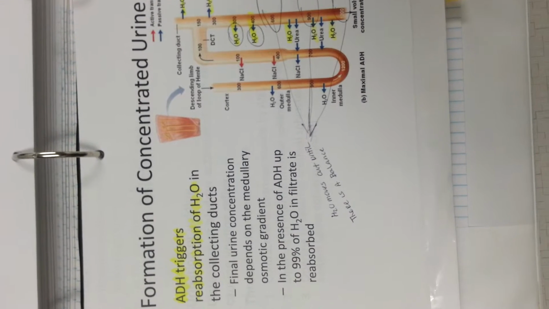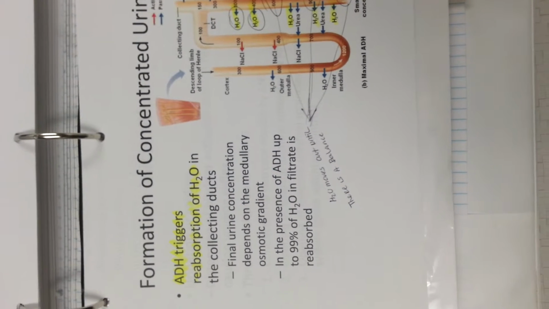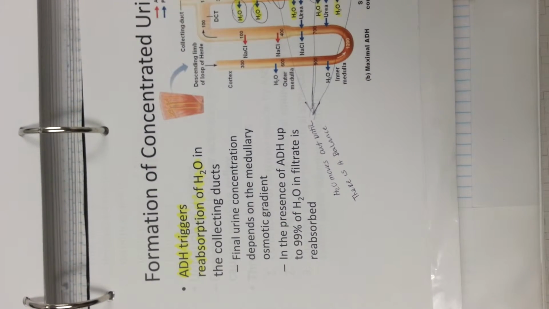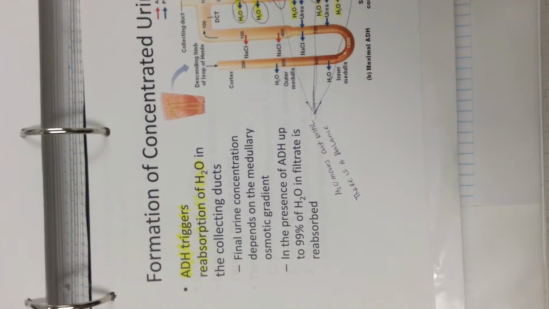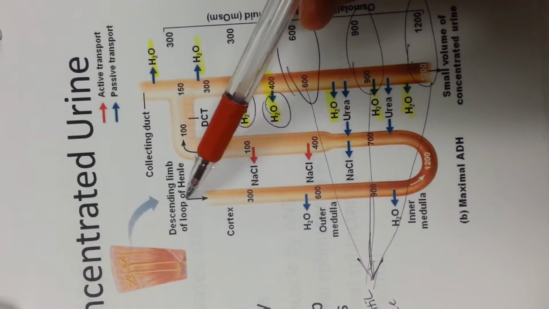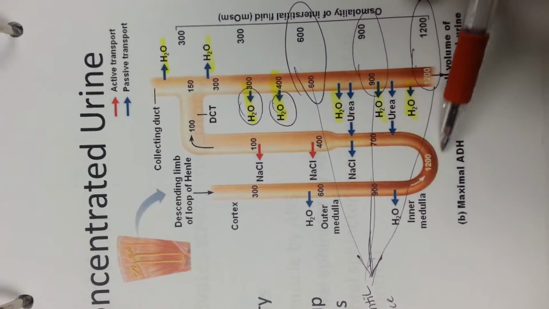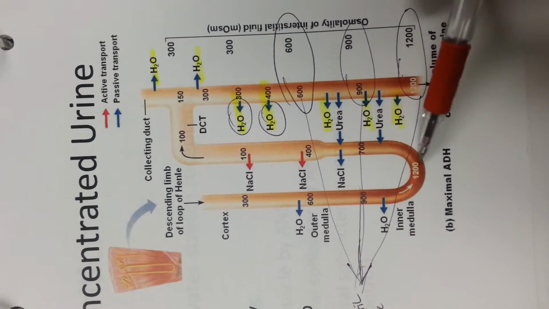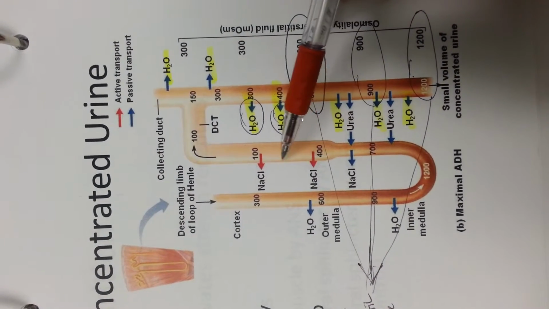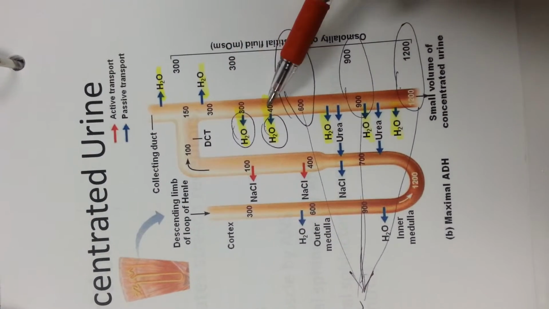Now, formation of concentrated urine. ADH triggers reabsorption of H2O in the collecting duct. Final urine concentration depends on the medullary osmotic gradient. In the presence of ADH, up to 99% of H2O in the filtrate is reabsorbed. As you can see, we have the same exact picture. We have the descending loop of Henle down here with H2O being reabsorbed, and then the tip where it's at 1200. Over here, in the ascending limb, the solute is reabsorbed. We have the distal convoluted tubule, and then the collecting duct over here.